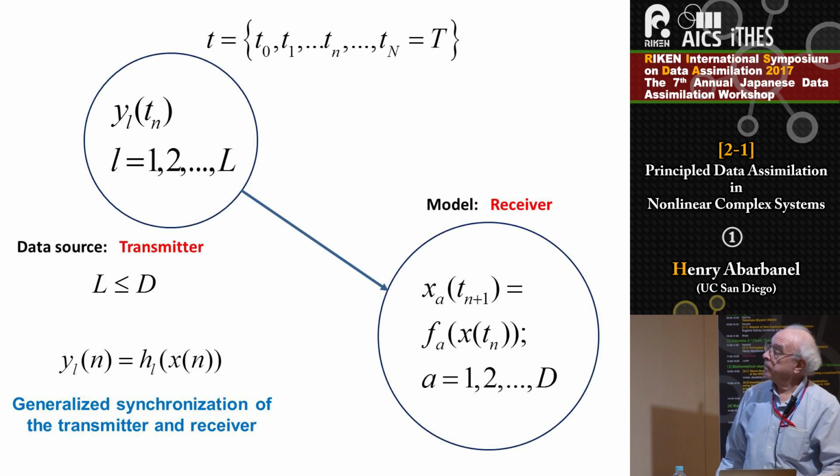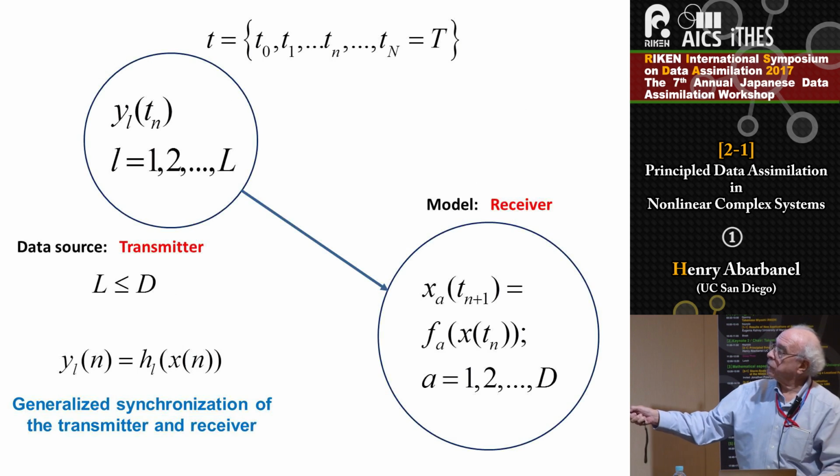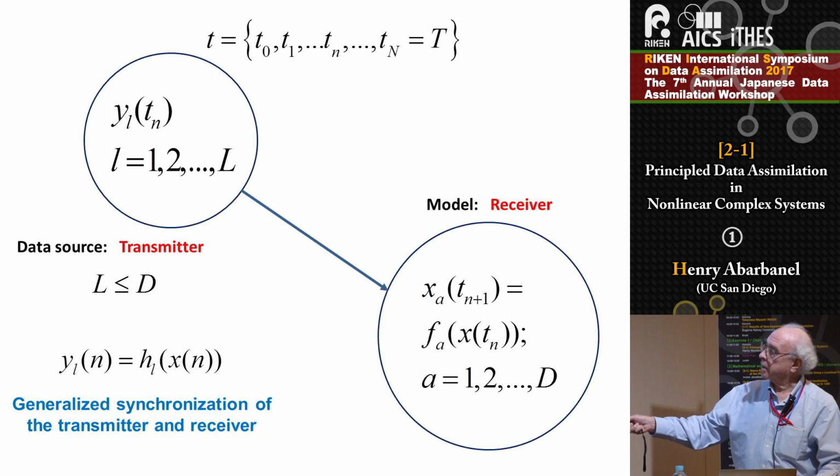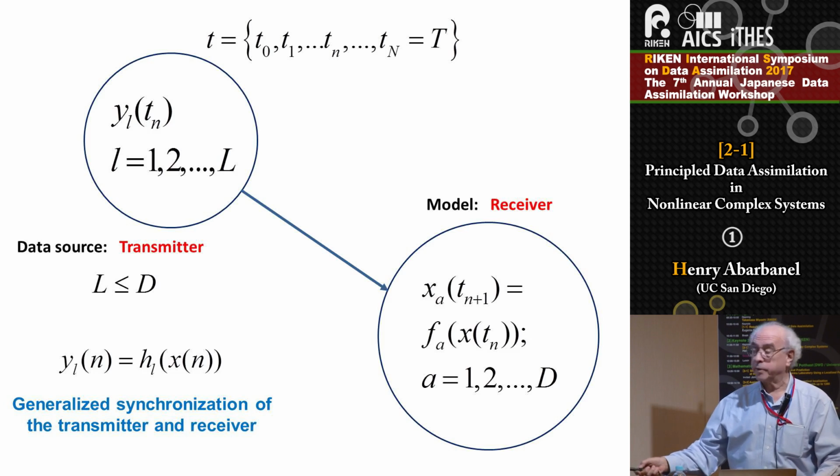Here's a slightly different picture of it. You can think of the source, which is the system that you're measuring in a laboratory or in the field, as a transmitter of information to your model, and the model variables are related to your observations by what are generally called, in numerical weather prediction, measurement functions. In nonlinear dynamics, this is called generalized synchronization of the transmitter and receiver.